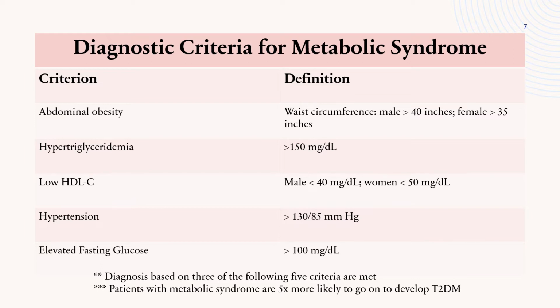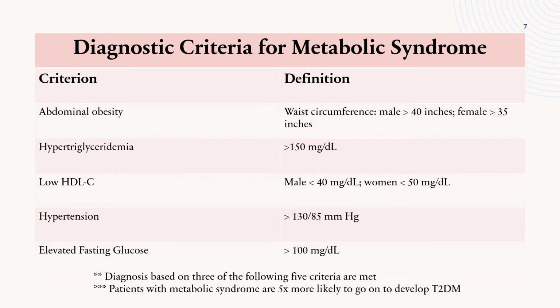Hypertension, so if your blood pressure is greater than 130/85, that's a risk factor. And elevated fasting glucose. So if someone has a fasting glucose of greater than 100 milligrams per deciliter, that too is one of the criteria. So in order to be diagnosed with metabolic syndrome, you have to have 3 out of the following 5 criteria, which, as you can see by looking at those, is not that hard to do for a lot of Americans.